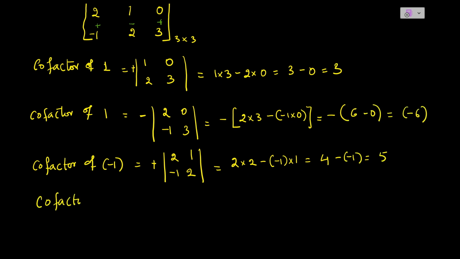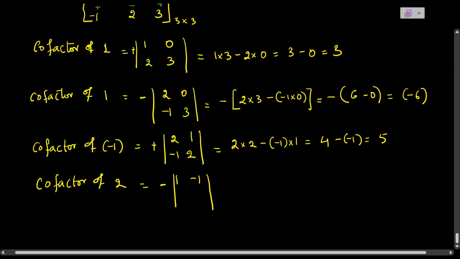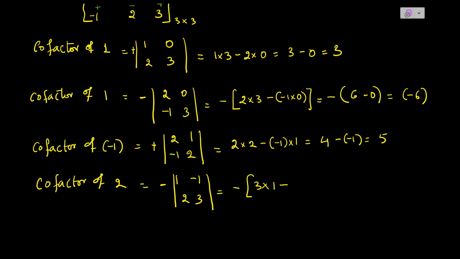Okay, the next element is the cofactor of 2. So avoiding its row and column, and its element sign is negative. Okay. So what will be the remaining matrix? 1, minus 1, 2, 3. Okay, 1, minus 1, 2, 3. Now find its value, students. Quickly: 3 into 1 minus of 2 into minus 1. Okay, this gives minus of 3 minus minus 2. Minus of minus 2 is plus 2, so that is equal to minus 5.